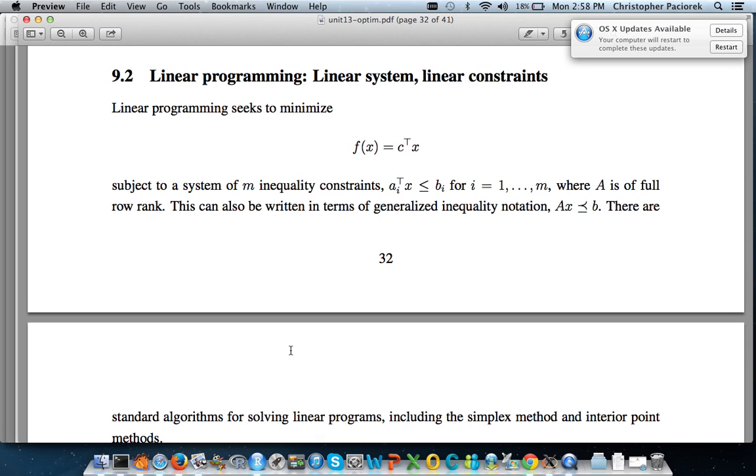The idea is that I have a system of inequalities here, one for each i. So I've got a1 x less than or equal to b1, a2 x less than or equal to b2. All this notation means is that I'm going to put all of the a_i vectors in as rows of this matrix A, and all of the b elements as elements of the vector b. And then this funny business here just means I'm satisfying less than or equal to for all of those sets of things.